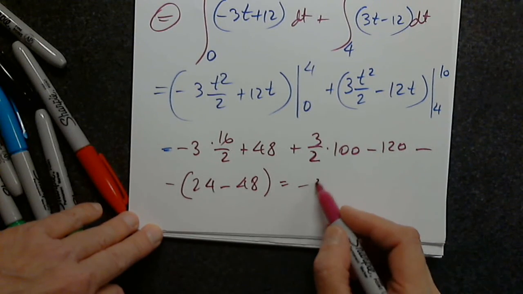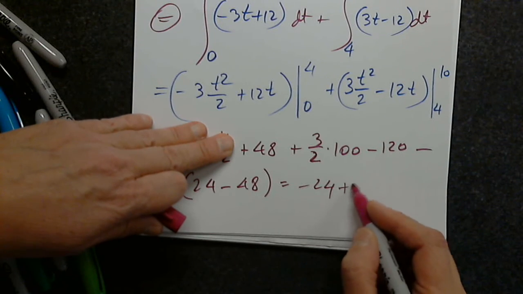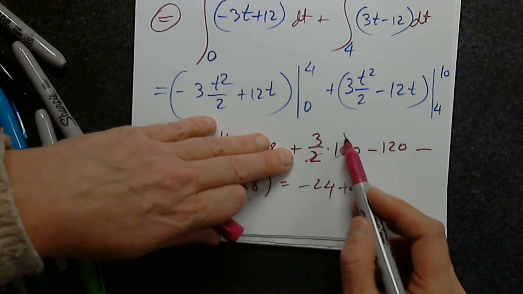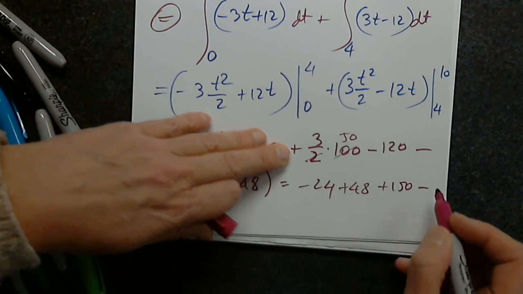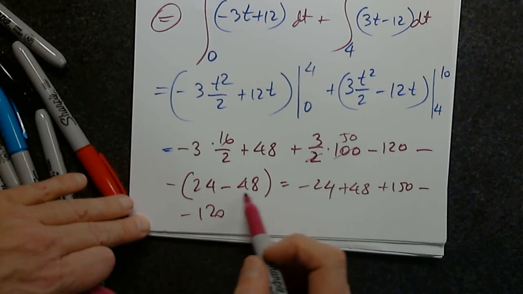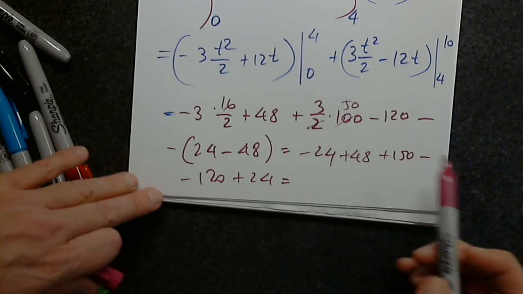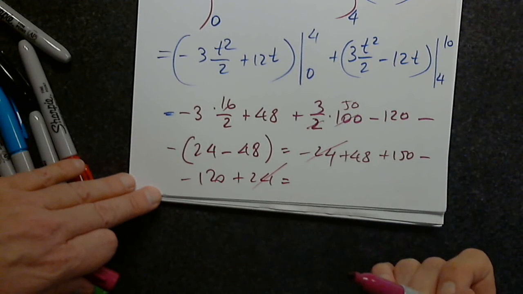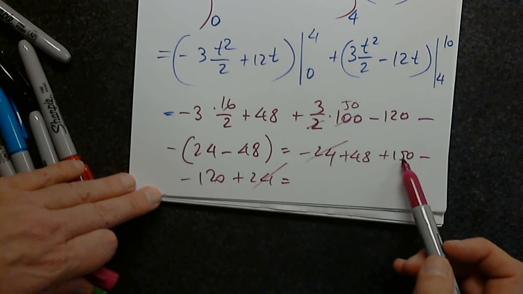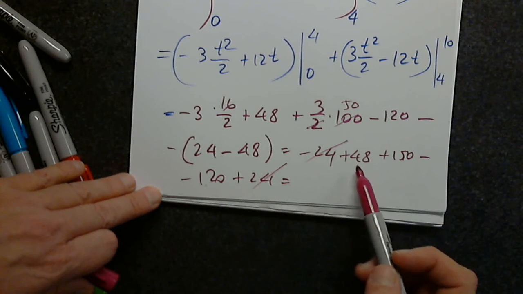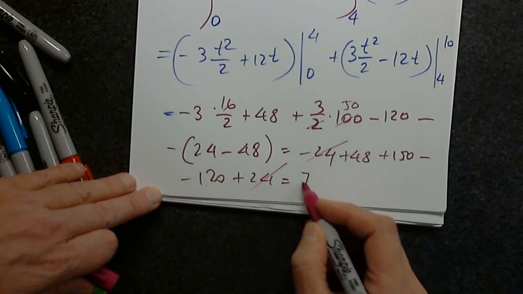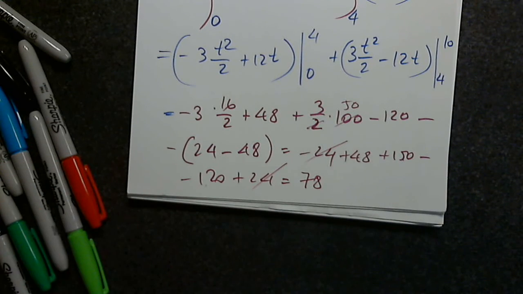So this is negative 24, this one plus 48, and this one plus 150 minus 120. And this is negative 24, so plus 24 in front. Okay, so these two go away. 150 minus 120 is 30, and 30 plus 48, I got 78. So the total distance back and forth covered by this particle is 78.